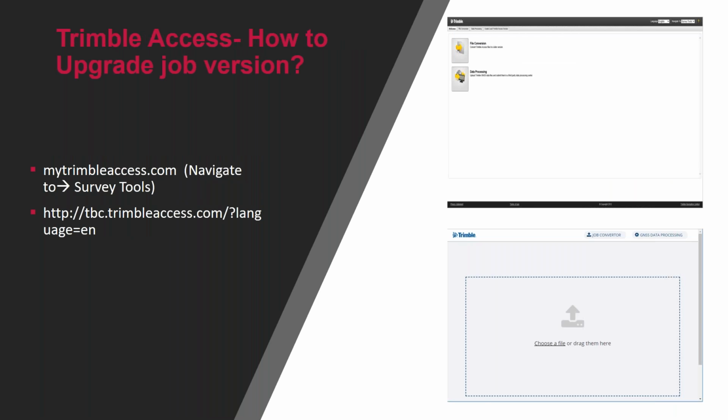We received a question about Trimble Access: how you can upgrade a job version. There are many instances where you have a job which has been created on an older version of Trimble Access on an older logger, and you want to bring it to a new logger or new Trimble Access. Now there are a couple of ways you can do that.